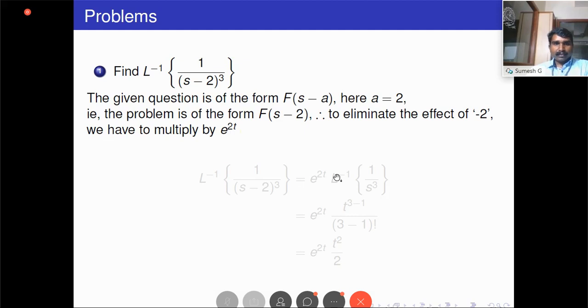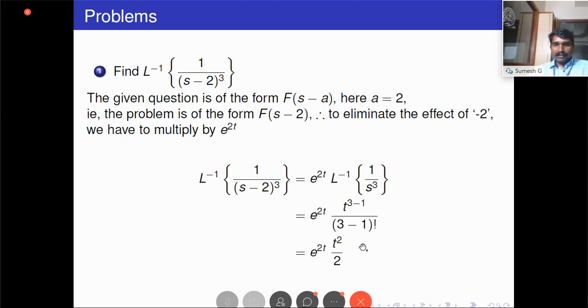Therefore, L inverse of 1 by s minus 2 whole cube: to eliminate this minus 2, we multiply by e raised to 2t into L inverse of 1 by s cube. Now, L inverse of 1 by s raised to n is t raised to n minus 1 by n minus 1 factorial. Therefore, L inverse of 1 by s cube is t raised to 3 minus 1 by 3 minus 1 factorial. So the answer is e raised to 2t into t square by 2.